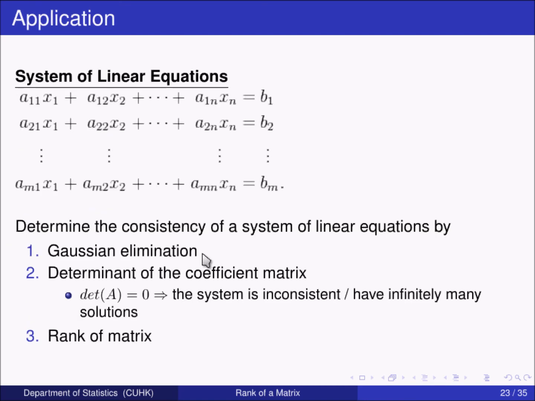A set of linear equations is said to be consistent if there is at least one set of solutions. Otherwise, it is called inconsistent. There are several ways to determine the consistency of a system of linear equations. We can perform Gaussian elimination and inspect the last row of the augmented matrix, or evaluate the determinant of the coefficient matrix. The third way is by the rank of matrix. Let's have a look.